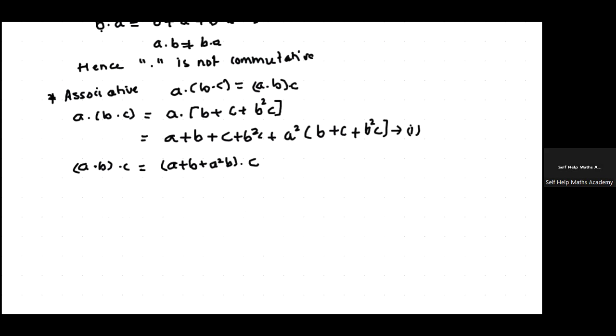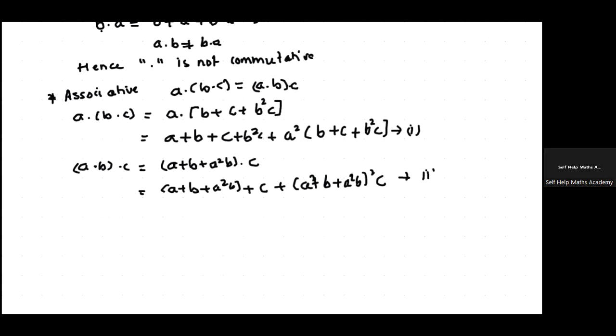Now again use the binary operation, that is equal to the first element, that is A plus B plus A square B, plus the second element, plus the first element squared, is A plus B plus A square B square into the second element. If I just have this one, you can take this as the second element.